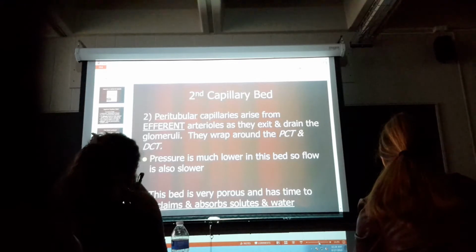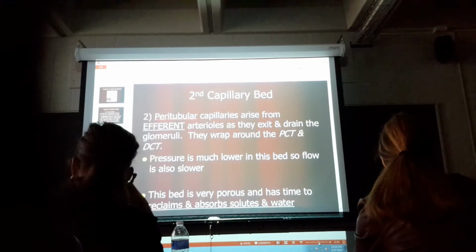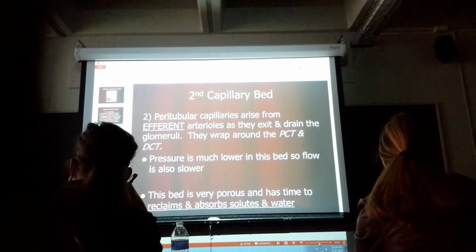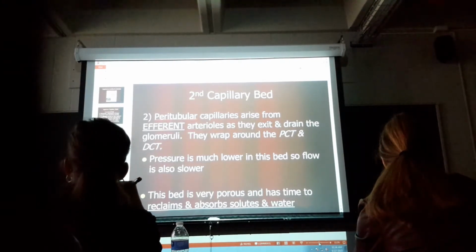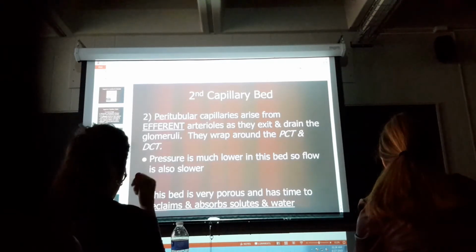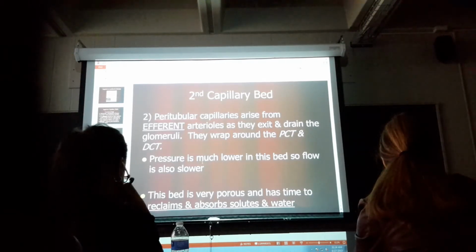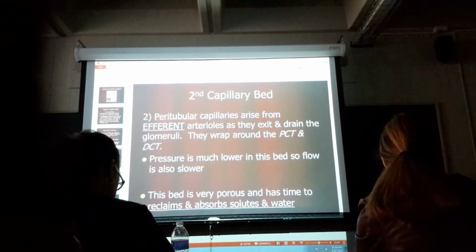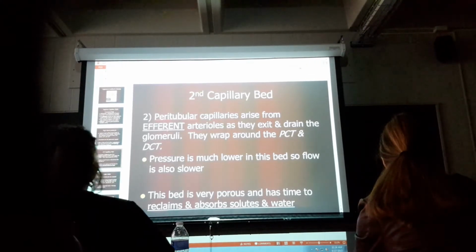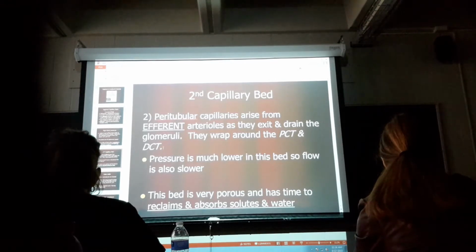And so we have the glomerulus is a capillary, and then the vasa recta and the peritubular capillaries are capillaries surrounding the outsides of the tubes. All three of those are capillaries. The second one is peritubular, coming off of the efferent. They're going to wrap around the PCT and the DCT.